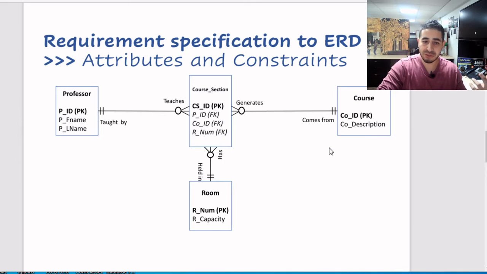We have course ID, course description, room number, room capacity for room, and also we have other elements that describe the course section. Some of those elements are there by default, and some are generated based on relationships that we see here. So, for example, you see here course section, professor's ID. It says that it's a foreign key. FK means foreign key.